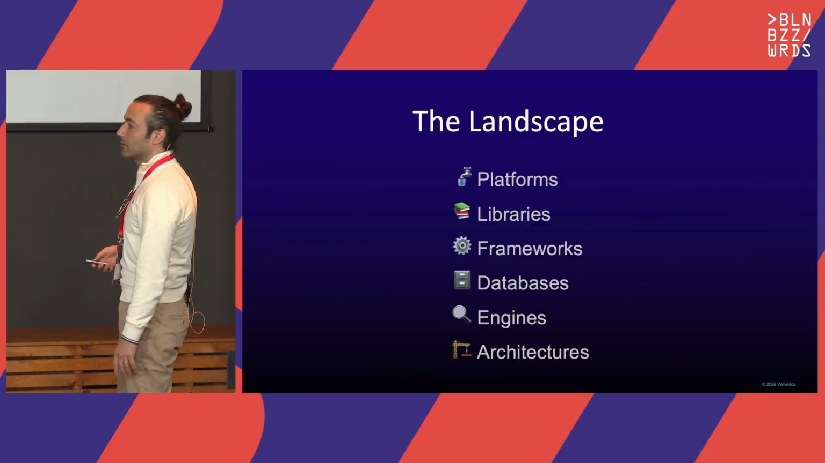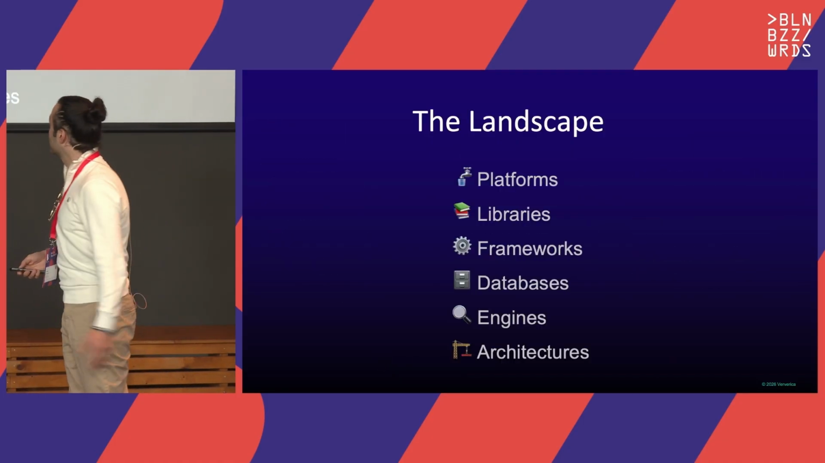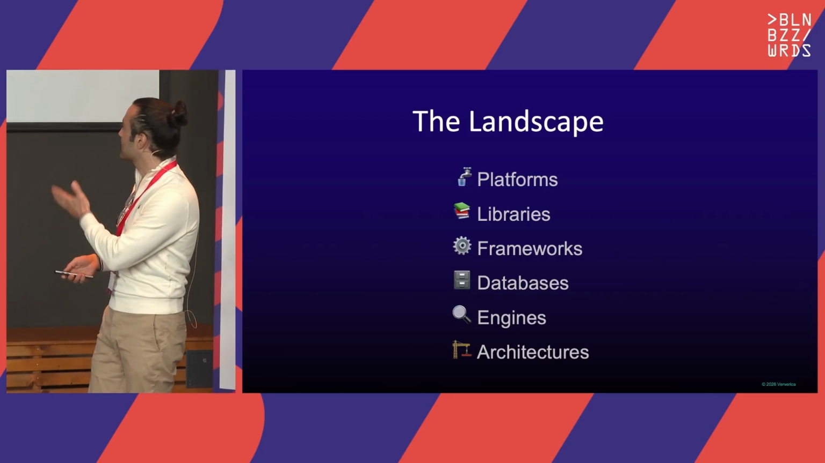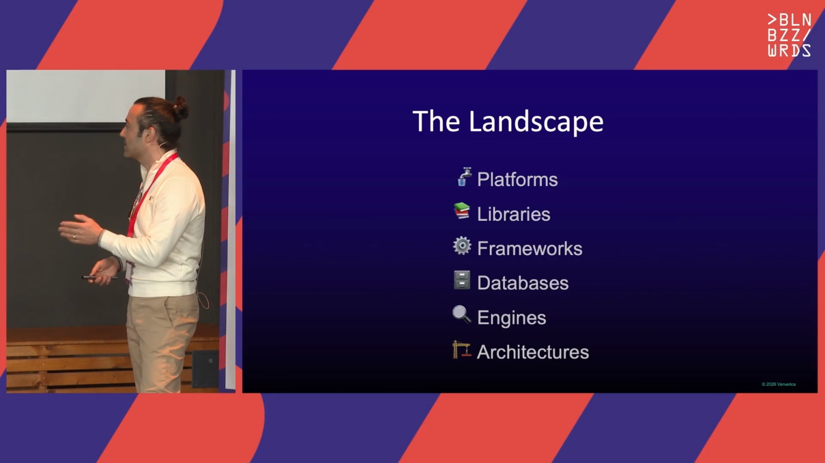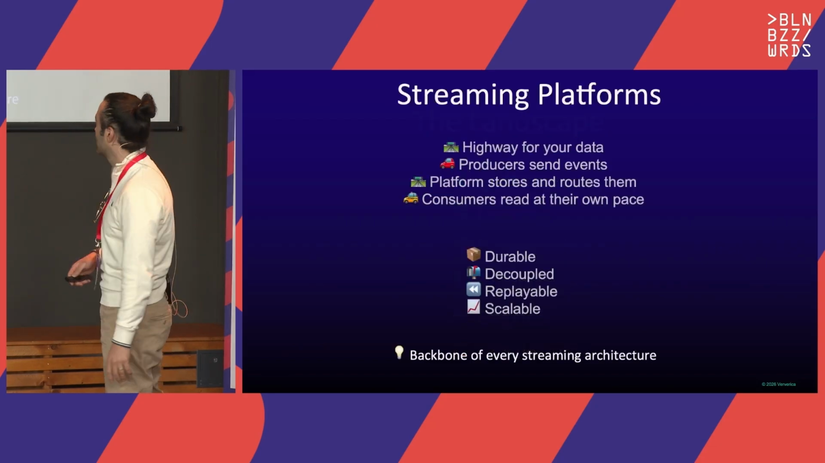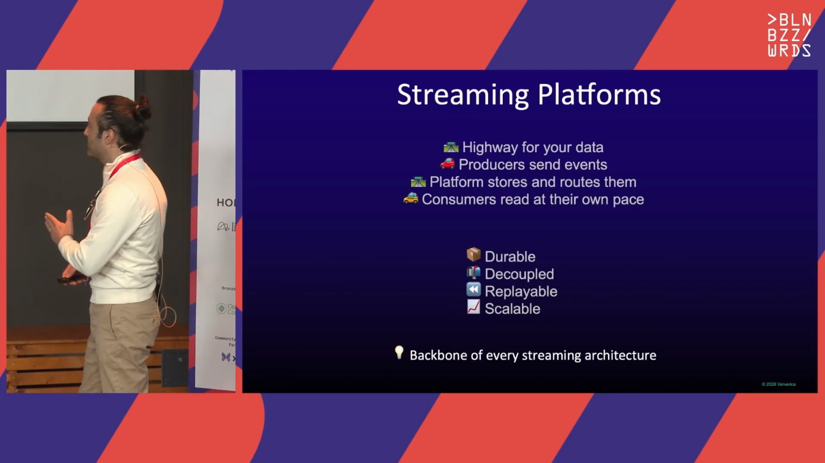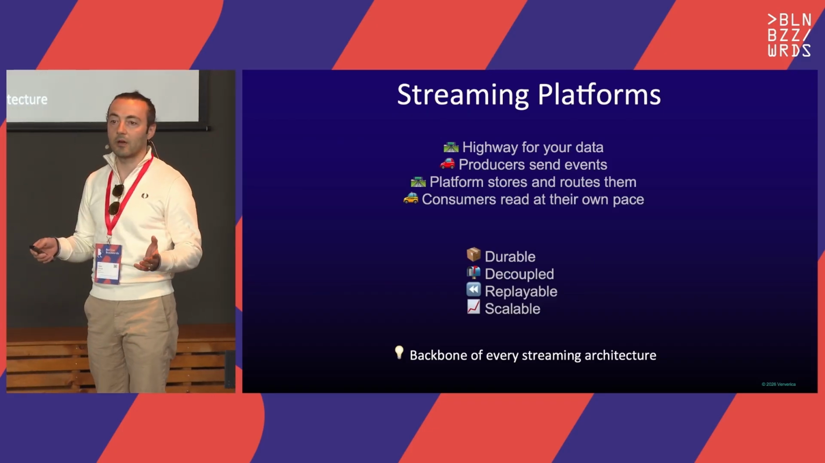So the landscape, we are talking about streaming. We have different tools, technologies, techniques that we are applying in this landscape. These are platforms, libraries, frameworks, databases, engines, and architectures, which I will touch on some of them. So the first one is the streaming platform. The streaming platform is the backbone of every streaming architecture, right?